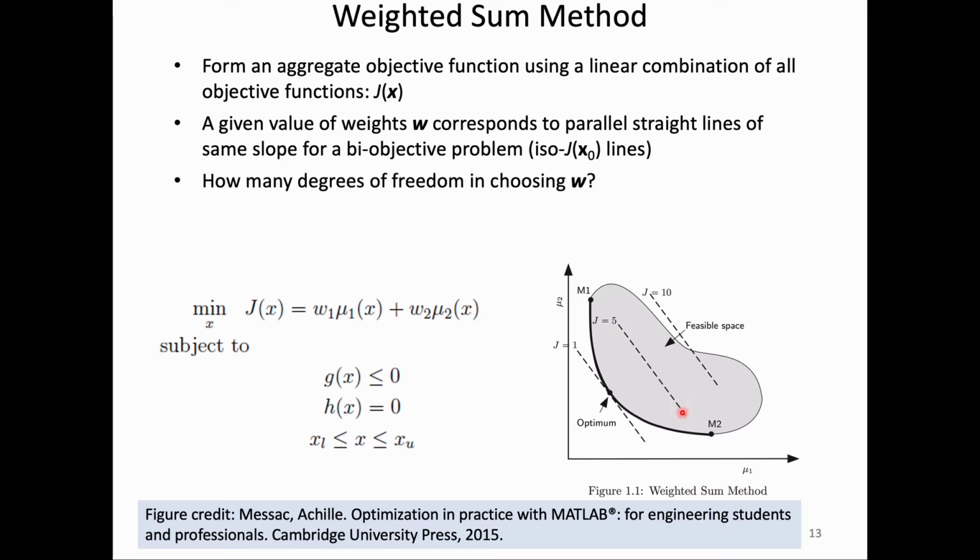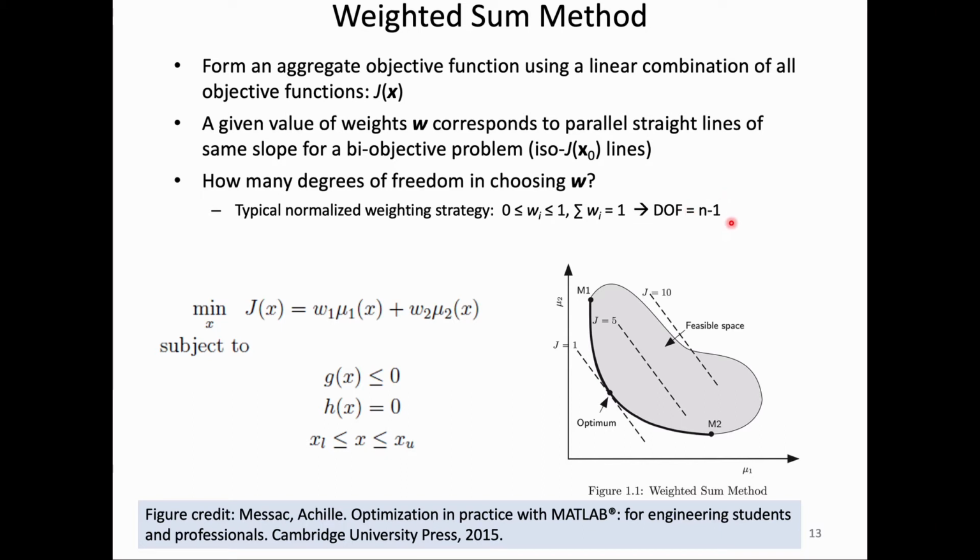In choosing W, let's think briefly about the number of degrees of freedom that we have in choosing W. This is important as you actually go to code something like the weighted sum method, because you need to sweep over these different values of W. In this problem, we have two different weights, W1 and W2. You might think that we have 2 degrees of freedom in choosing the weights, but it's very typical to use a normalized weighting strategy such that all of the weight values are between 0 and 1, and the sum of these weight values is equal to 1. With this constraint, that reduces the number of degrees of freedom to n minus 1.